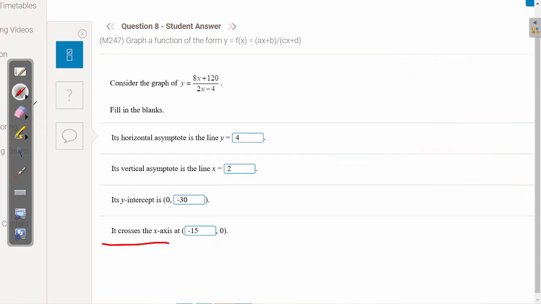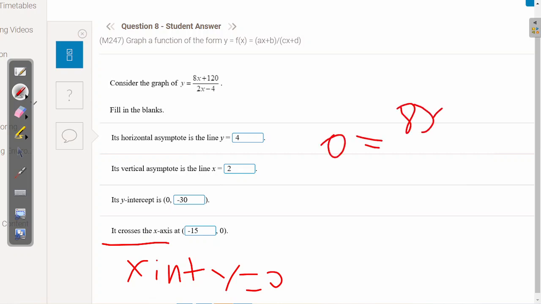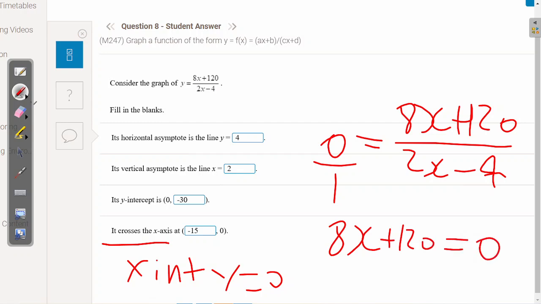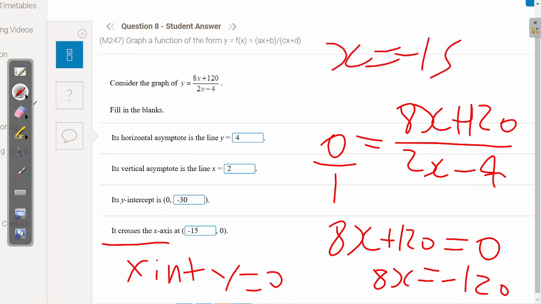Crosses the x-axis just means x-intercept. So y is 0. So 0 equals 8x plus 120 over 2x minus 4. You cross multiply 0 over 1, same thing. So 8x plus 120 equals 0. 8x equals negative 120. X equals negative 15.